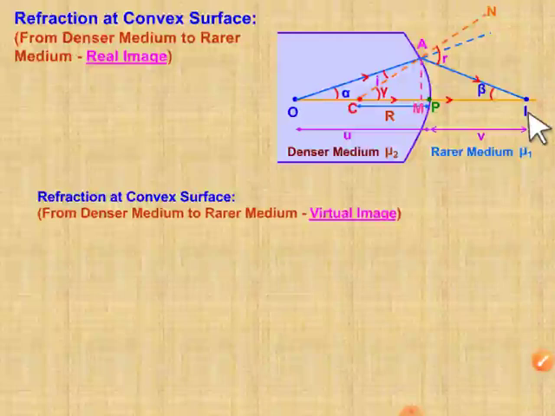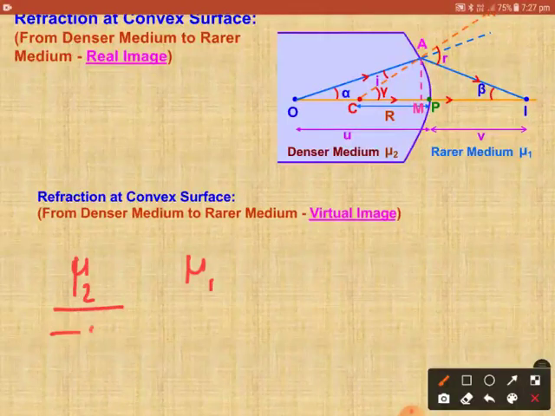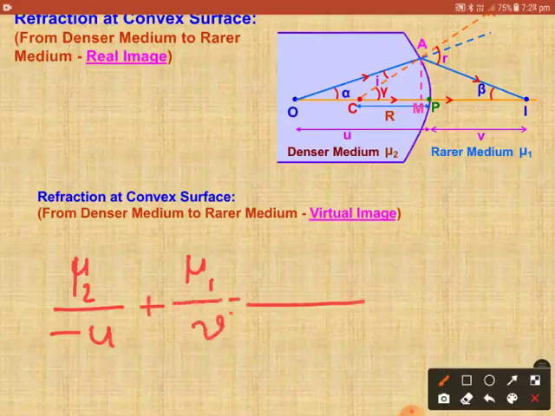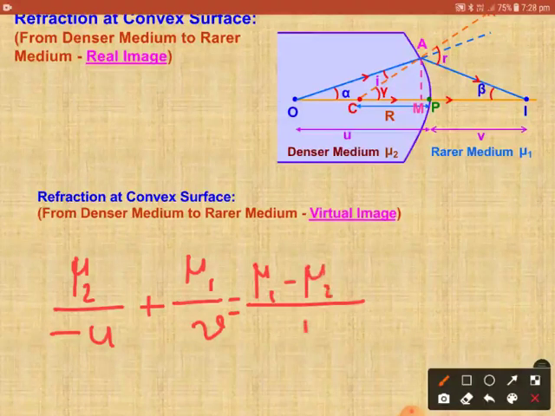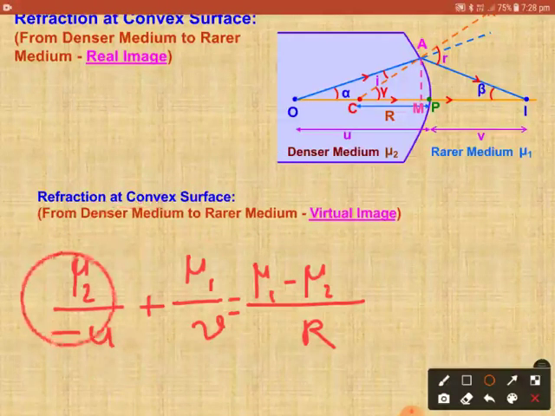For this, you need to take it that this is from denser medium mu2 to mu1. You write it like this. So the object distance will be minus u, and this will be the image distance, plus sign will be there, and this will be equal to mu1 minus mu2, and you need to take your radius of curvature like this. It will come in this way. Got it?